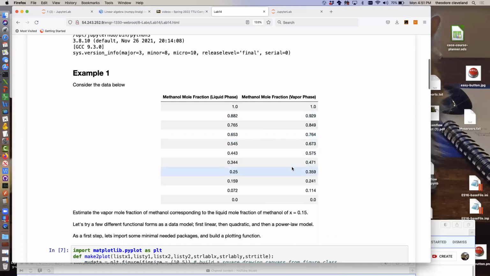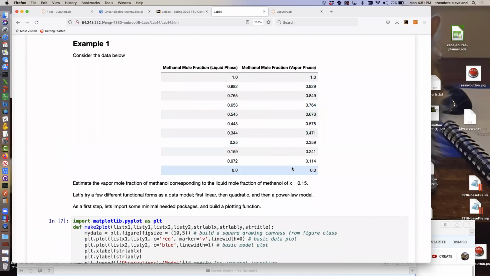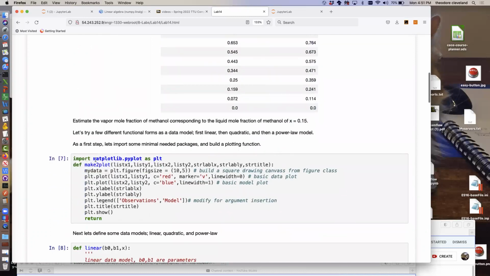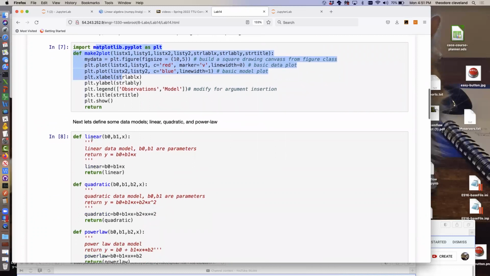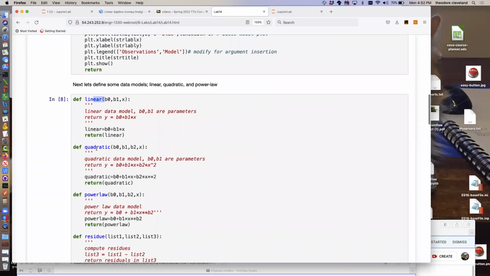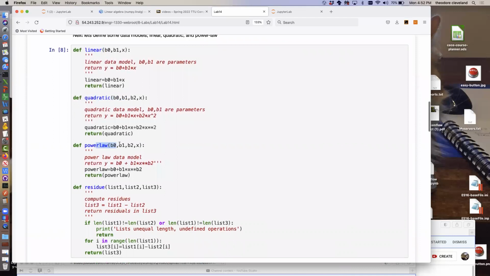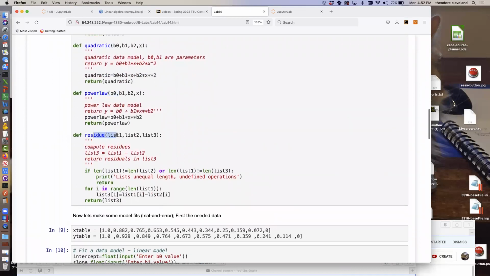A couple of columns of numbers, pretty much identical, different numbers, different process. And you're given the plotting function ahead of time. And then you're going to look at a couple of different data models: a linear data model, a quadratic data model, a power law data model, and residue, which is a residual, the difference between your observation and your model value. If the residuals get small, and you add them all up, we go, oh, that's cool, the model is awesome. If the residuals are huge, that means the model is nowhere near the observation.